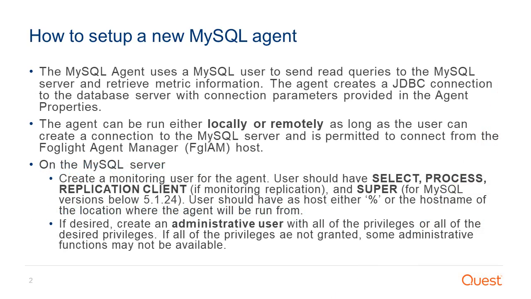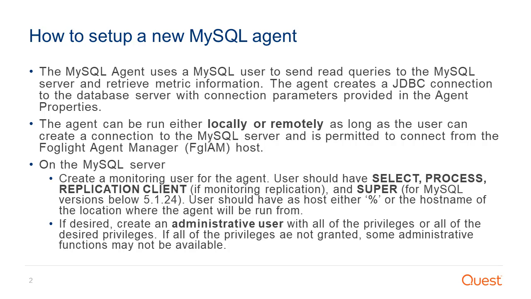The MySQL agent uses a MySQL user to read queries to the MySQL server and retrieve metric information. The agent creates a JDBC connection to the database server with connection parameters provided in the agent properties. The agent can be run either locally or remotely as long as the user can create a connection to the MySQL server and is permitted to connect from the Foglight Agent Manager host.